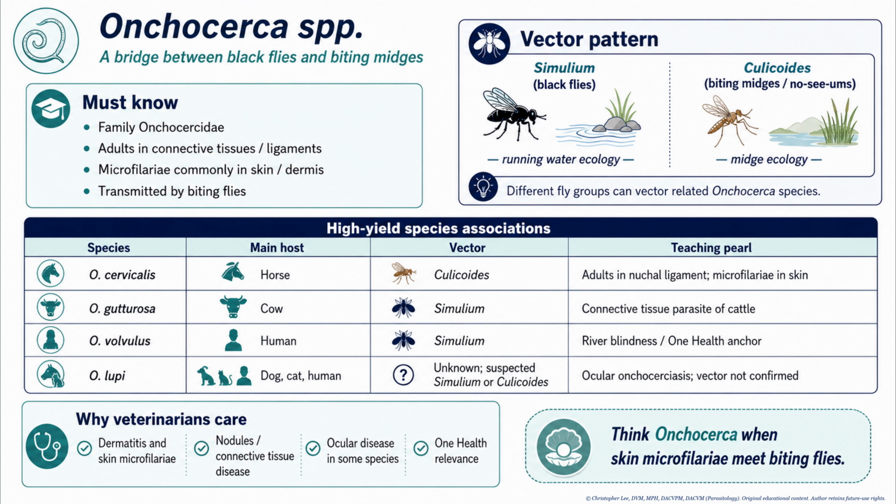These examples show the story involves different hosts and fly groups. Unless you're sitting for parasite boards, you don't need to memorize every Onchocerca species and vector pair. The core lesson is that skin microfilaria plus biting flies creates transmission potential, and the exact vector relationship can depend upon host species, parasite species, geography, and local fly ecology.